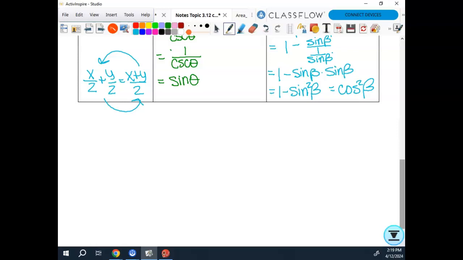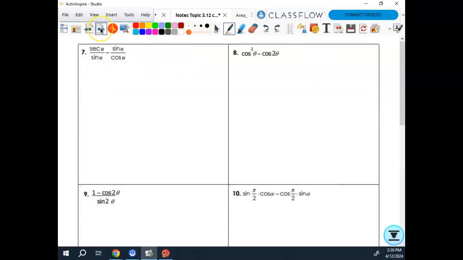On the ones that we're doing right now, if it just says to simplify, you simplify it all the way down to 1 term. If you are told make it sine, make it tangent, then you do whatever you're told. What questions you got? Anything? All right, flip it over.